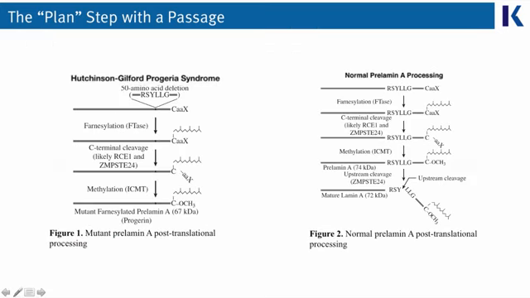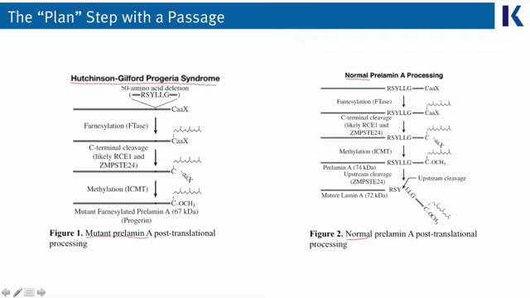Finally, we're given 2 figures which illustrate the process of post-translational processing in Hutchinson-Gilford progeria syndrome, or with mutant prelamin A, as well as during the normal process. It's important to note that these figures include almost all of the information from paragraph 3 and quite a bit of the information from paragraph 2 as well. If we need to come back to the passage, these may serve as a quicker source of information than reading through all of the text.